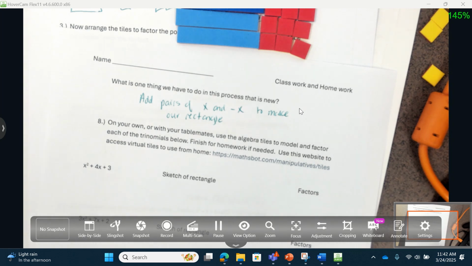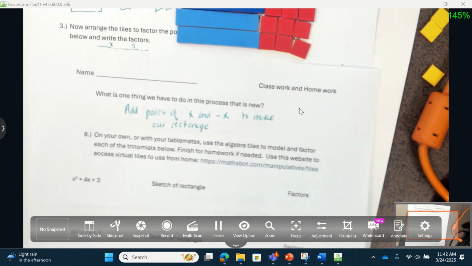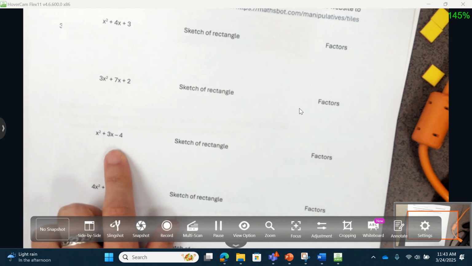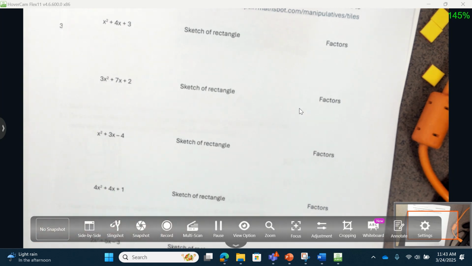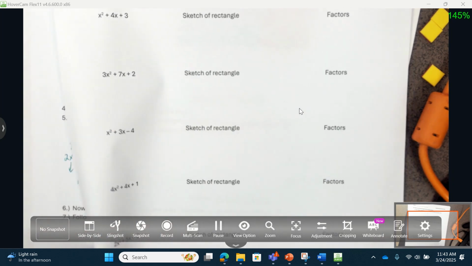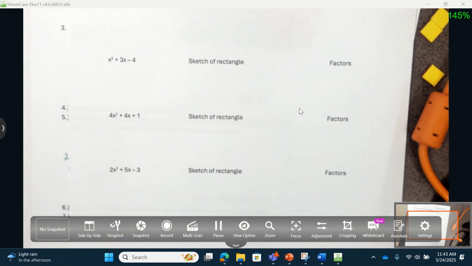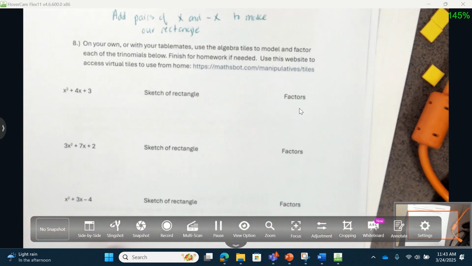So the rest of the class period is going to be group work or individual work where students are going to work on the following problems, beginning with x squared plus 4x plus 3, and then moving on to one where we have a 3x squared. We're going to have one that has a negative in here, so we'll have to play around with those negatives. 4x squared, I don't know why, I was just having fun with that. And then 2x squared plus 5x minus 3. All of these can be done with the simple single use pack of algebra tiles. And you'll notice that there is a website there.